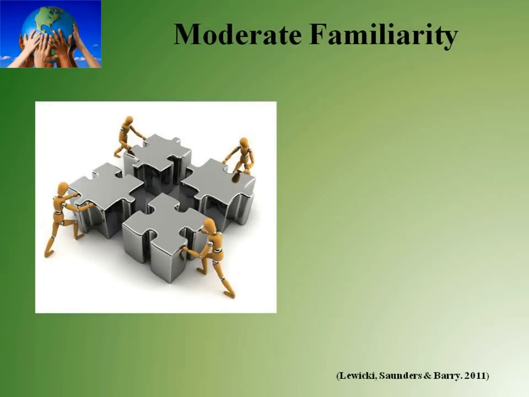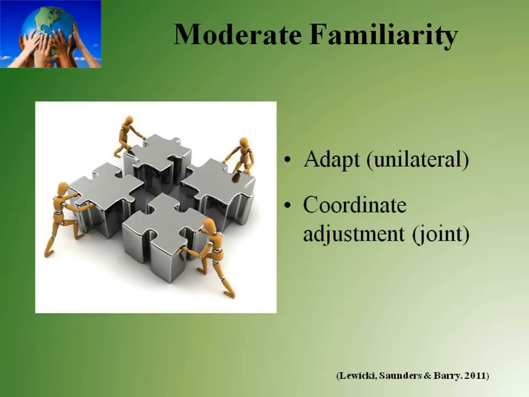If you have moderate familiarity with the other culture, you can adapt to the other negotiator's approach. That's, again, a unilateral strategy, which involves making concessionary changes to your approach so it is more appealing to the other party. You can do a coordinated adjustment, a joint strategy that involves both parties making some mutual adjustments to find a common process for negotiation.